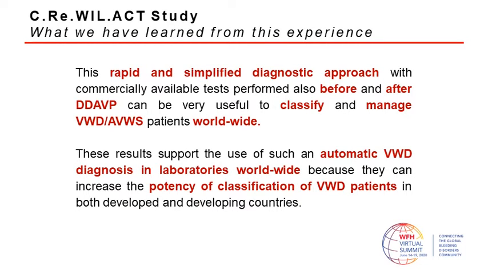So, in other words, with the values before and after the DDAVP, we could also distinguish, identify, and confirm diagnosis of von Willebrand disease 1C, type 2B, type 2N, and also, I didn't have time to discuss, but also some acquired von Willebrand syndrome.